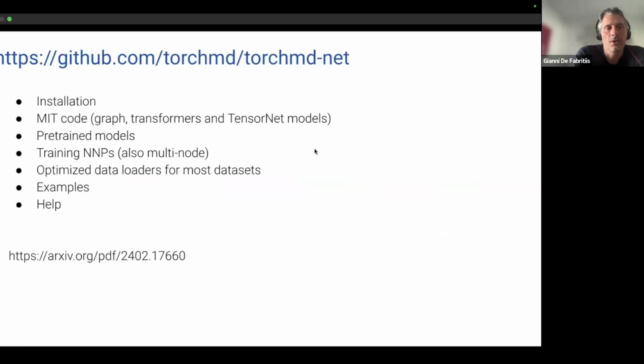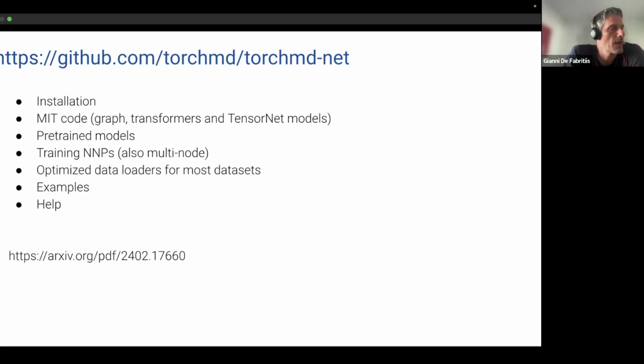Okay, so for the code, you can find a presentation of all the code in this preprint here, which is actually published now, but the preprint is there. You can see how to install the code. There are several models: graph models, a transformer, the equivariant transformer model, and the TensorNet model. There are pre-trained models on some well-known datasets. There are training input examples, and it also works in a multi-node context, so you can train over multiple GPUs and multiple GPUs over multiple nodes.